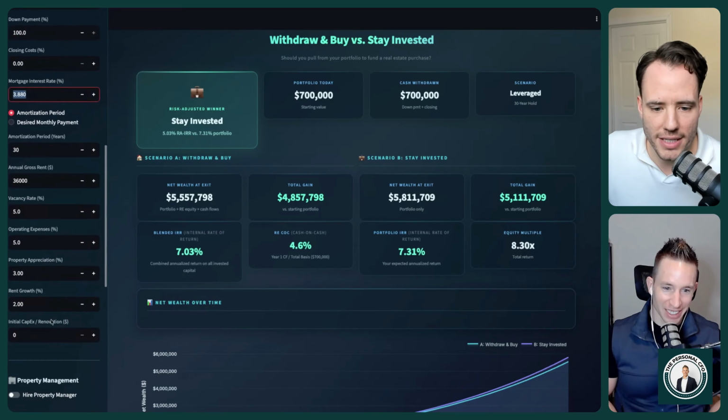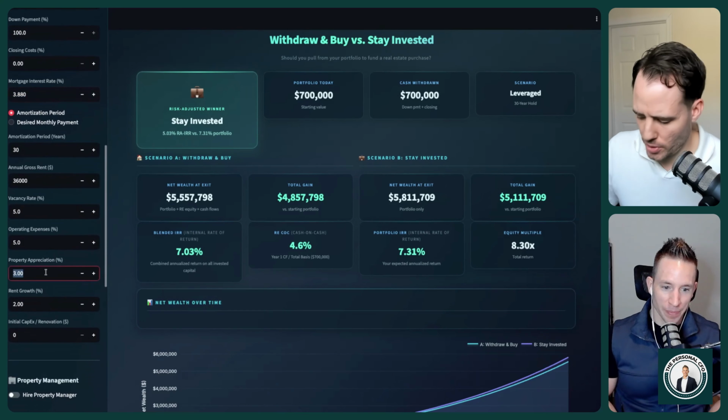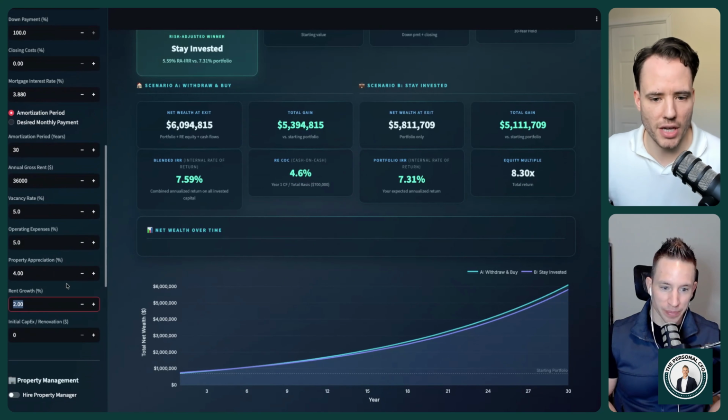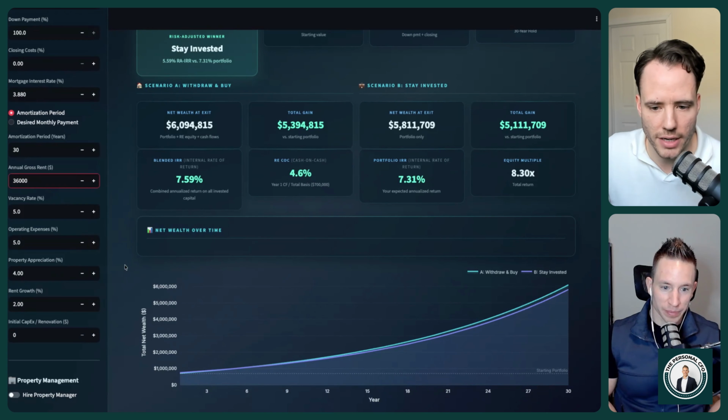If we look at this now, and let's even say property appreciation jumps up to 4% a year, 4% plus the cash flows you're getting on that $36,000 of rent. And people are always in a rush to pay off their homes, and that's not a bad thing.